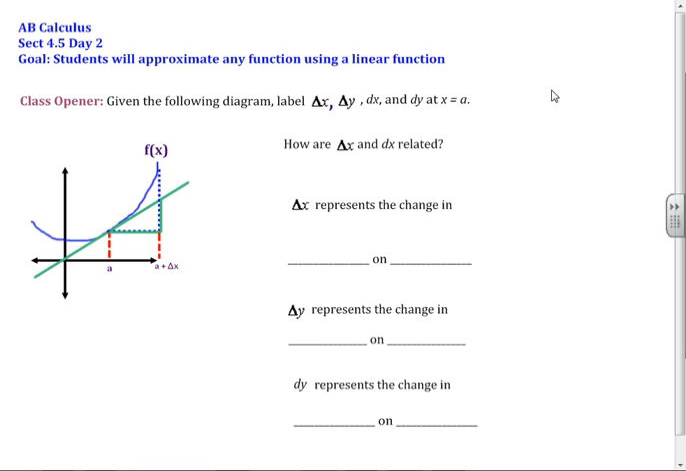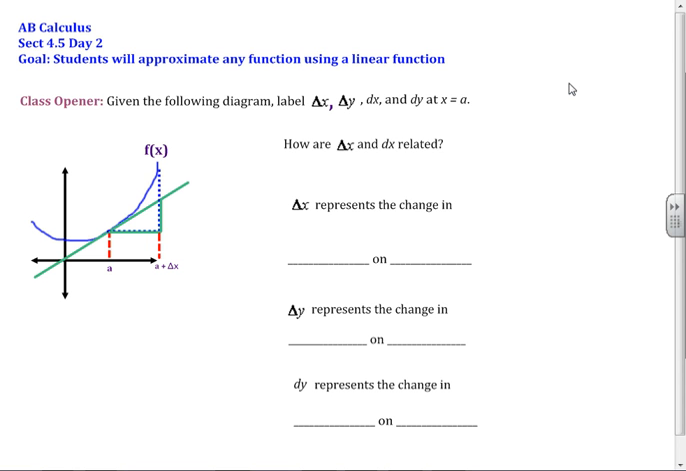Okay, so what we're going to do today is something similar to what we did yesterday, but it's just a different take on it. And you can really do it either way. But first, in the class opener, let's review what we just did. And it's the geometry, I think, that's getting in the way. So there's your diagram.